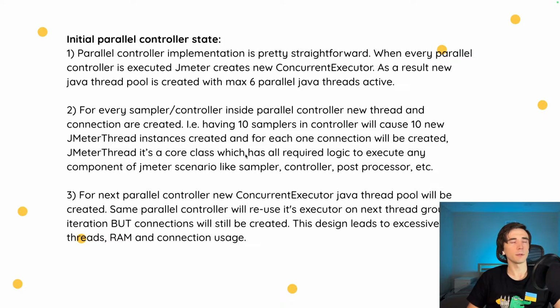So every sampler and controller. For every sampler, actually for every direct child of a parallel controller, we are creating a new thread and a new connection. So if we have one parallel controller with 20 requests inside it, it will create 20 new threads with 20 connections. And you obviously saw it in the test results, with thousands of connections created during a pretty short test.